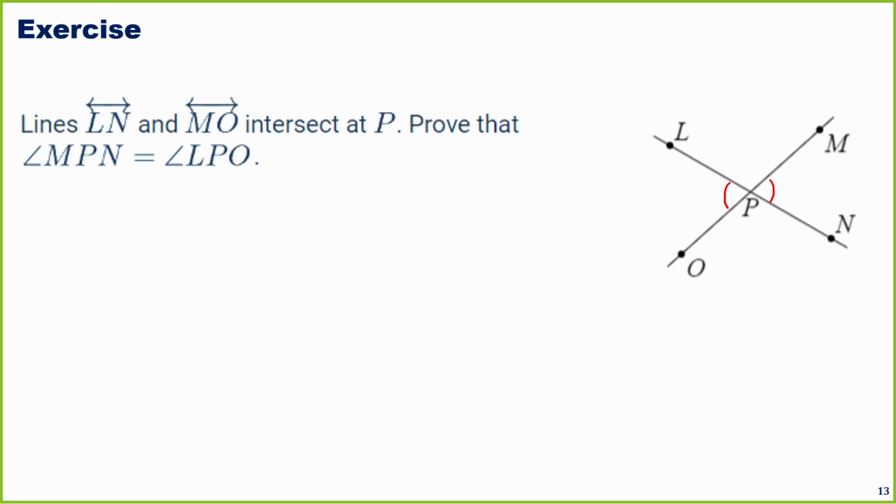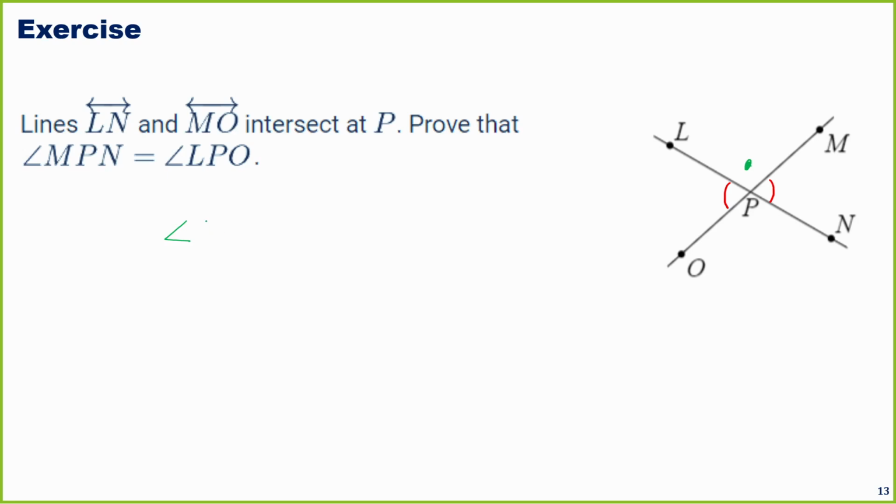We don't have to prove MPN and LPO are vertical angles, because they just are. The problem is, how do you prove vertical angles are equal? For example, LPM is angle alpha. MPN plus alpha equals 180 degrees, and then LPO plus angle alpha is also 180 degrees. So it means that LPO equals MPN. Yeah, that's correct. That's how we can prove vertical angles are equal, right?